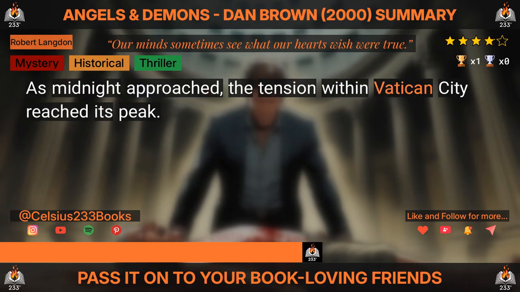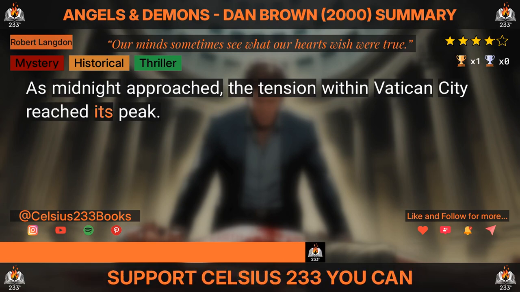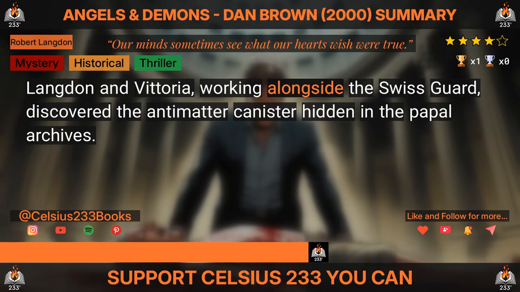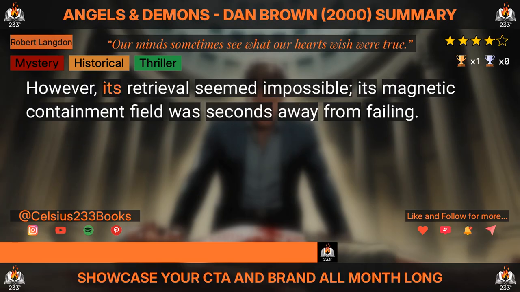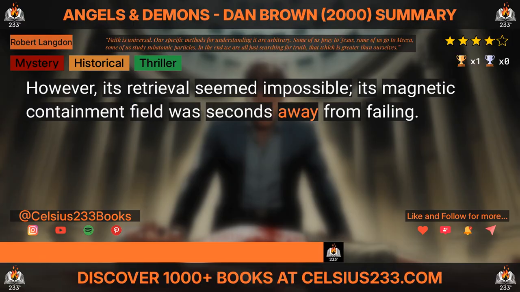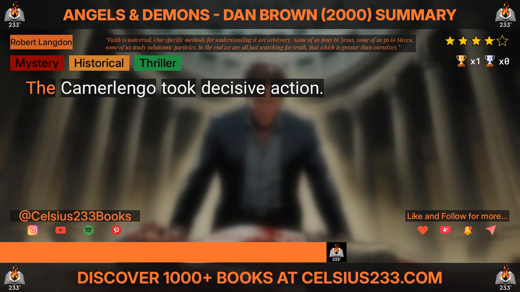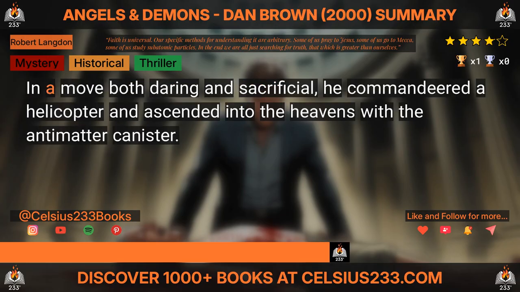As midnight approached, the tension within Vatican City reached its peak. Langdon and Vittoria, working alongside the Swiss Guard, discovered the antimatter canister hidden in the papal archives. However, its retrieval seemed impossible. Its magnetic containment field was seconds away from failing. The Camerlengo took decisive action.